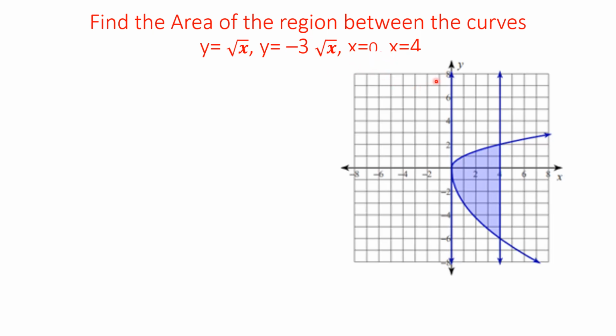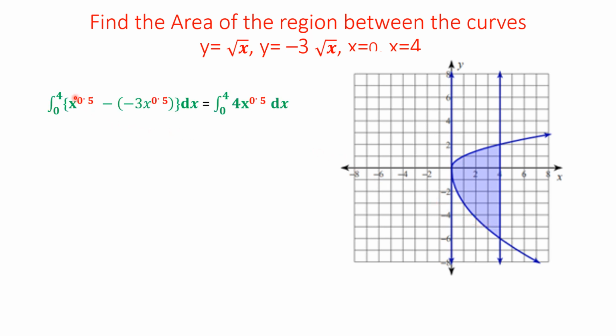Here is the sketch. This is y equal to square root of x, and the bottom one is negative 3 multiplied by square root of x. So the area that we're supposed to count is the shaded area, the light blue area. So let's go through finding it.